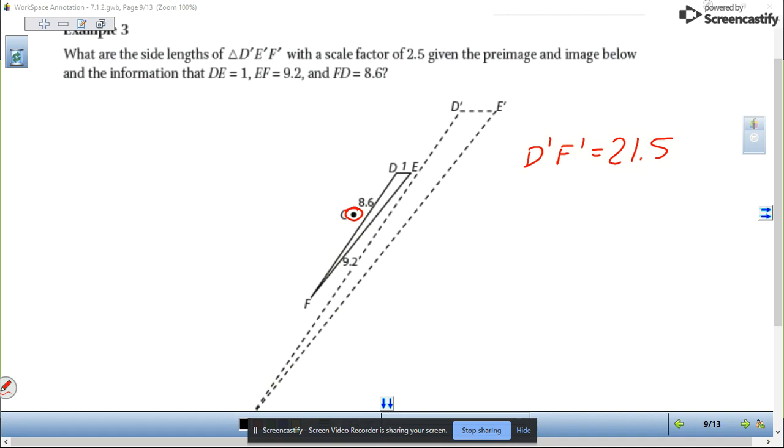And then 1, that's really straightforward. D prime, E prime is going to be 2.5, and E prime, F prime would be 9.2 times the scale factor, which is 23. And that's it. Of course, that would represent an enlargement because we're multiplying by something greater than 1.